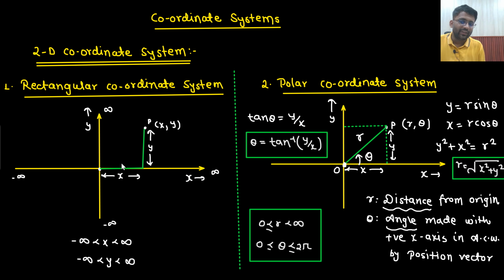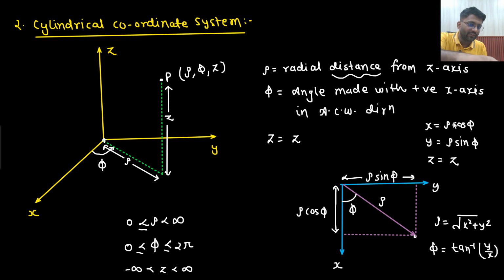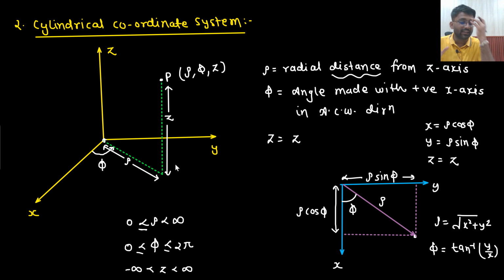On the first page what we did? xy we converted into r theta. Here xy we have converted into rho phi. So if you look closely, only this 2D thing that we converted, that's the same thing here. xy has been converted into rho phi, nothing else. z is as it is. Are you able to relate with the 2D?